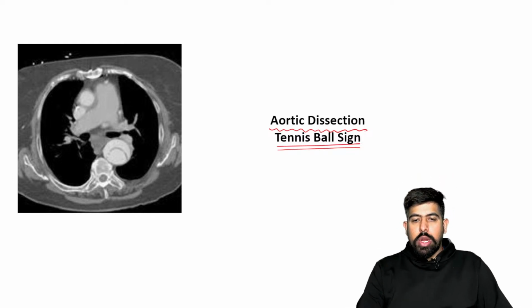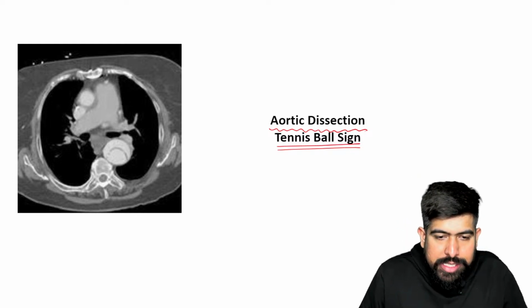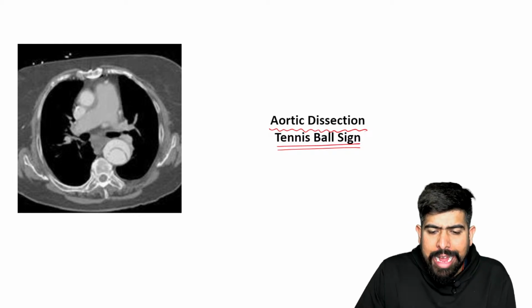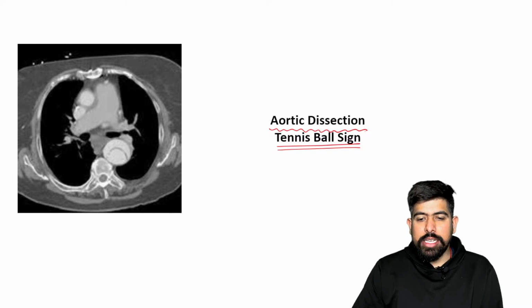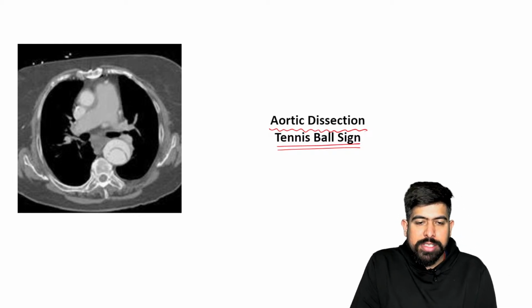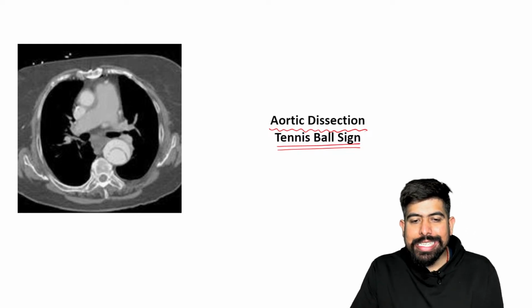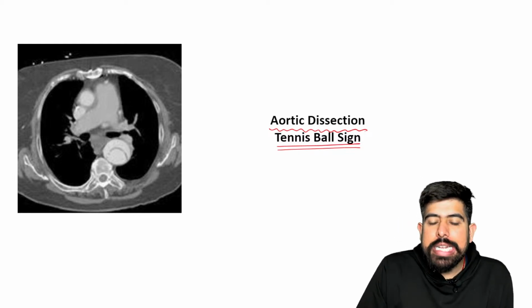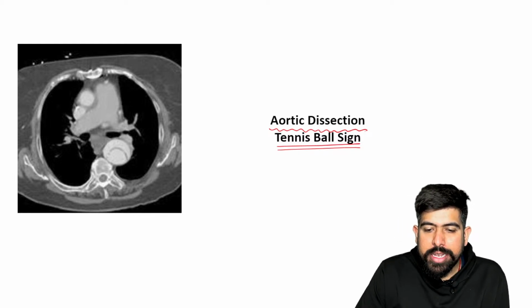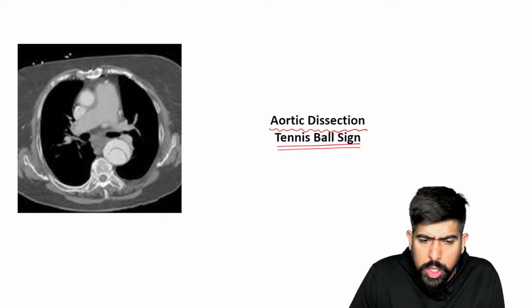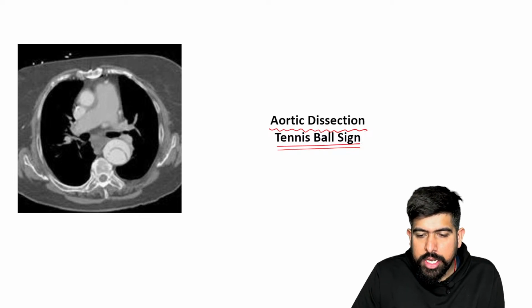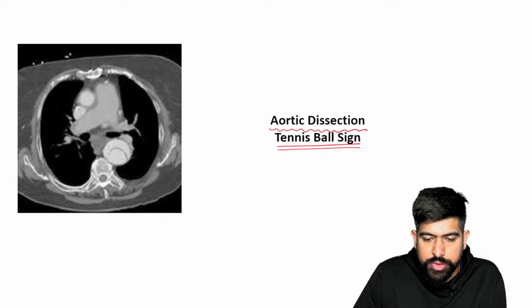Okay. So we are talking about this. This is the crescent sign. You can see some crescent is seen on your aorta, and also I can see the tennis ball sign. What I can see there, I can see in aortic dissection. We can see the tennis ball sign. This is seen in your aortic dissection, right?